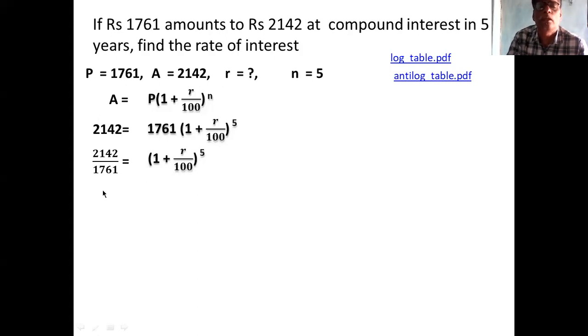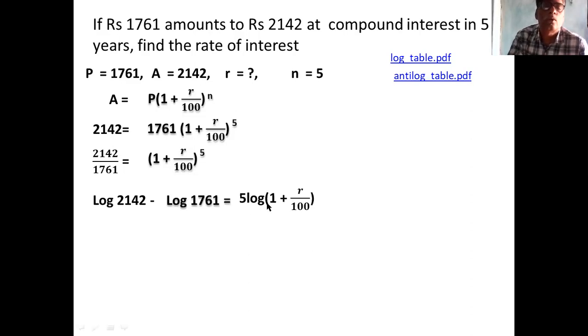Then you apply the log. Log 2142 minus log 1761 is equal to 5 log. 5 is at power place. Therefore, it comes in the multiplication. So 5 log 1 plus R by 100. This is the logarithm stage.